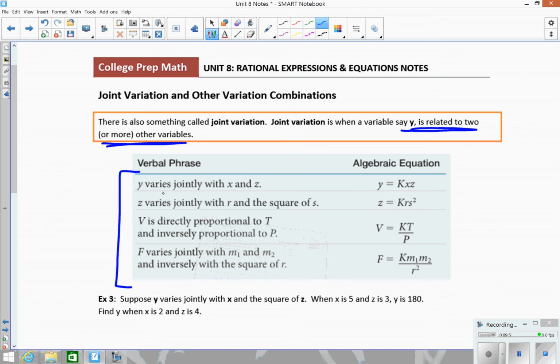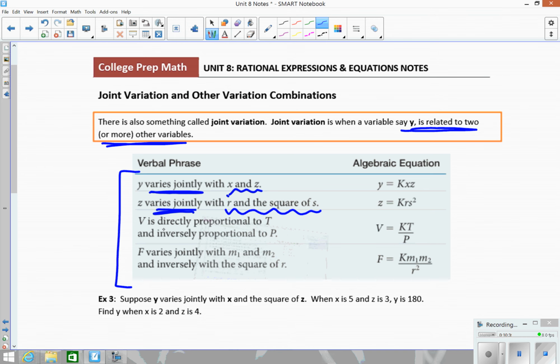So for this first one, we just have that y varies jointly with x and z. So it's varying jointly with both of these. So that means that this is a direct variation in the sense that y varies directly with x and varies directly with z. So y equals some constant times both of those. For this one, we have z varies jointly. So again, kind of think of it as a direct variation here. You're just multiplying by both of these.